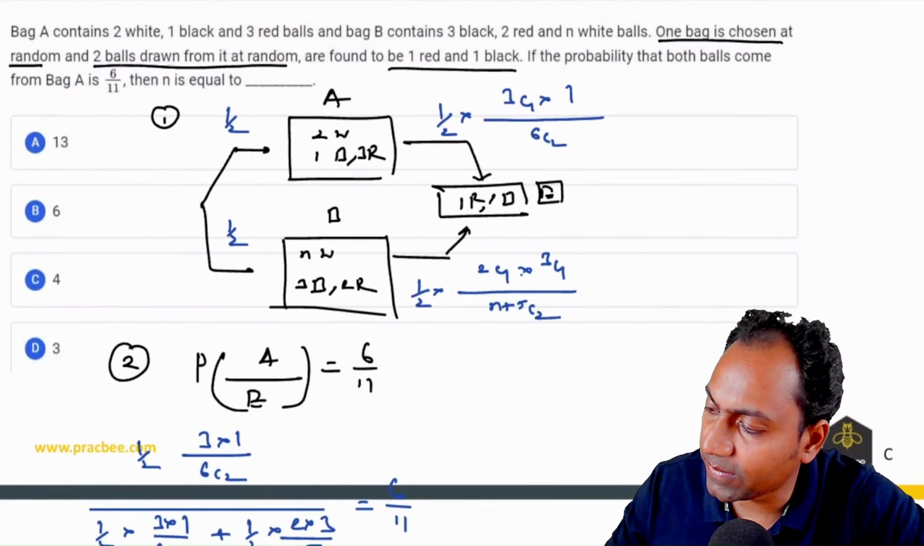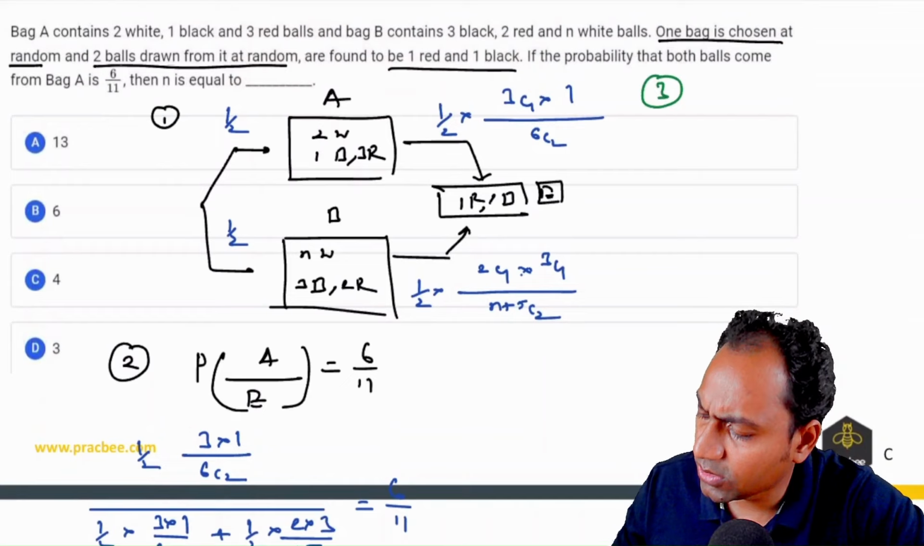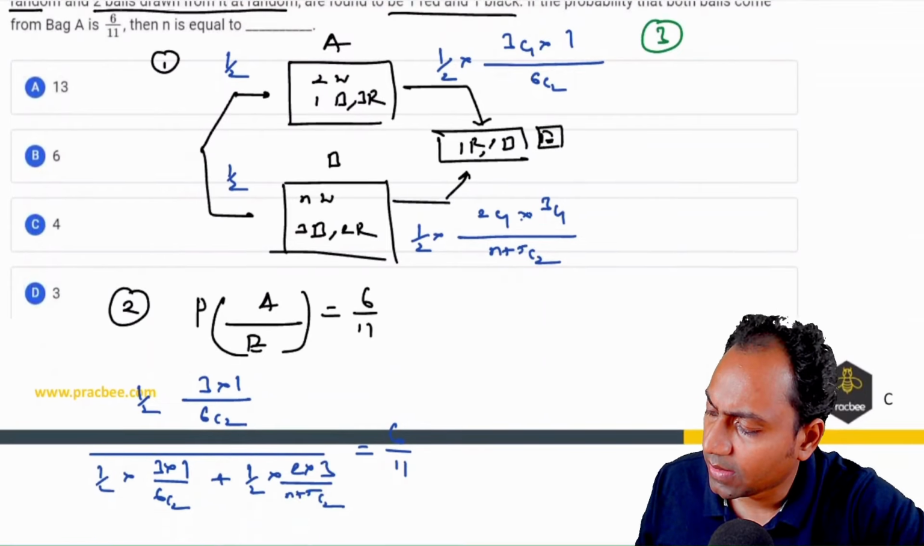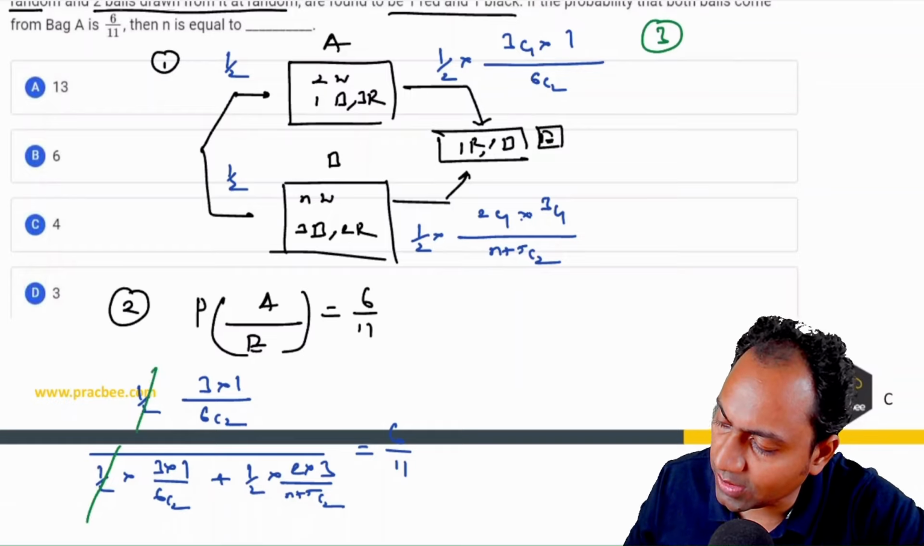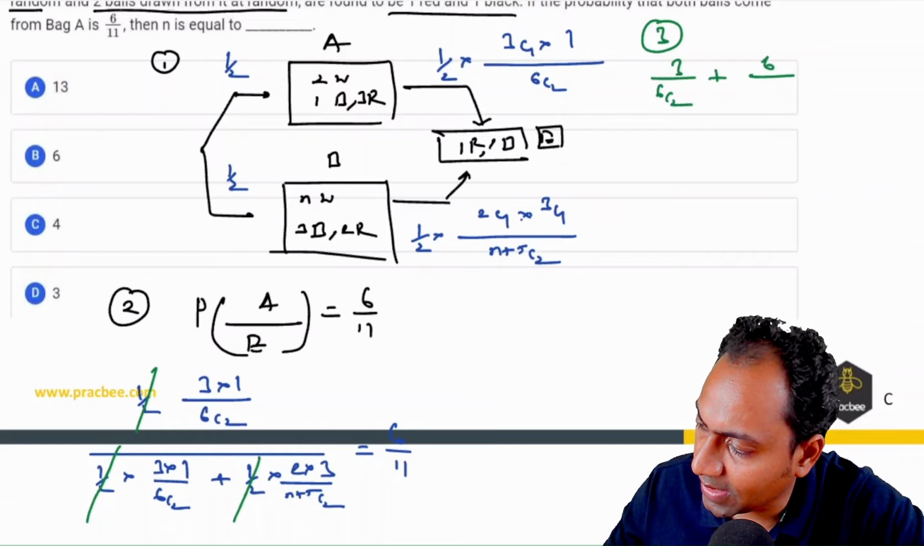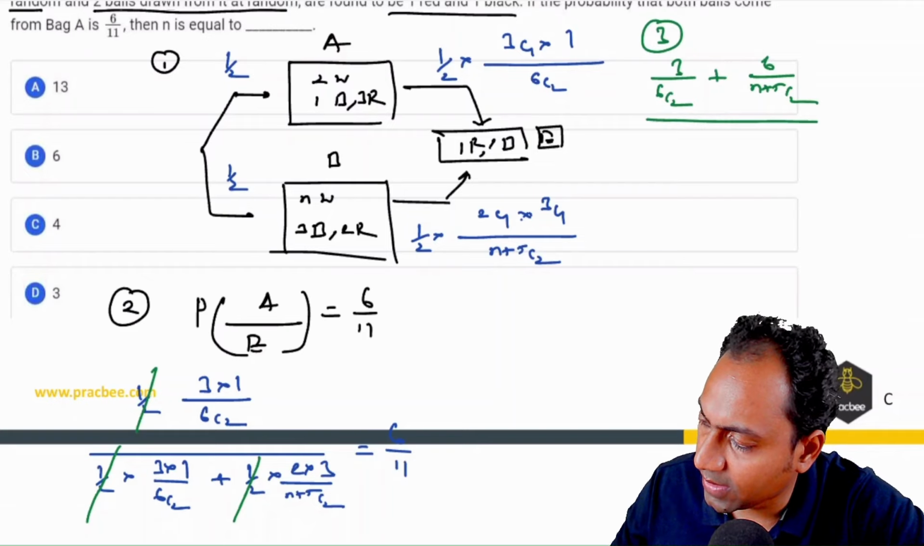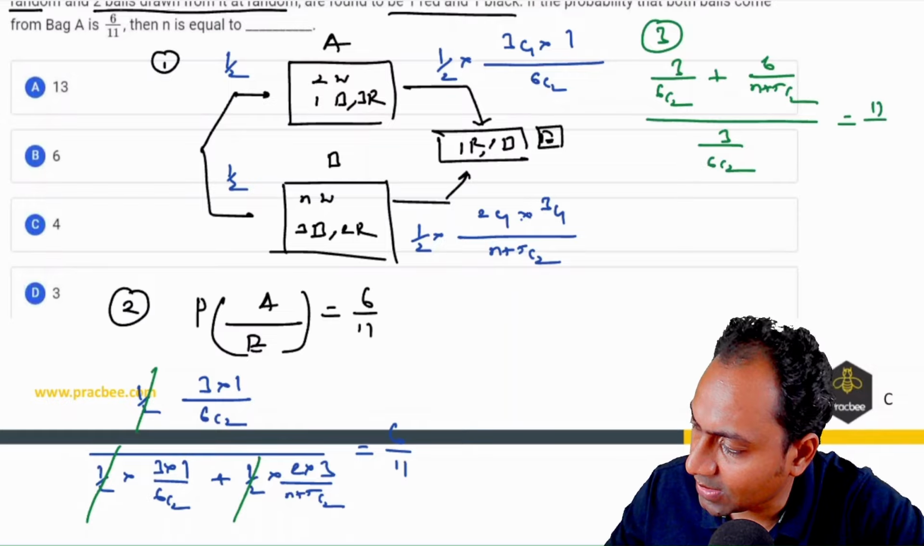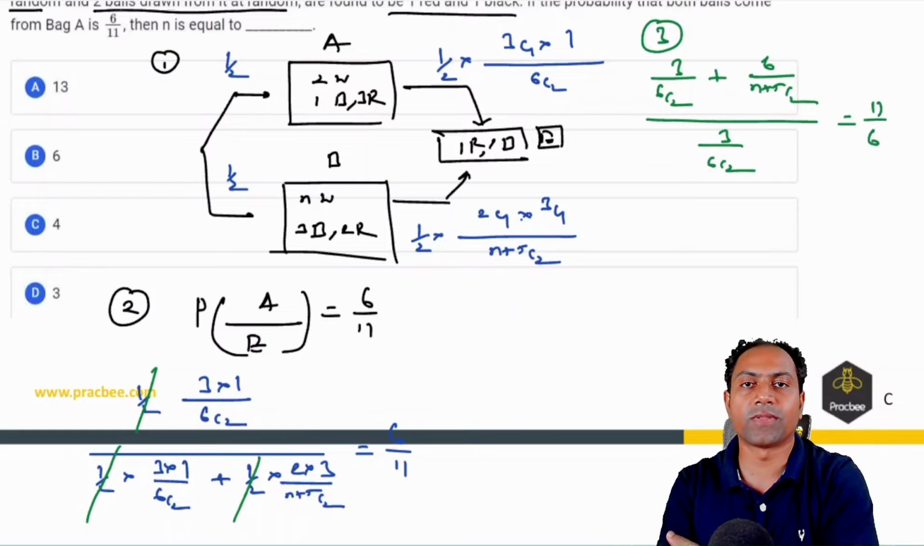So in the third step, it is nothing but calculation only. What I can do is take a reciprocal of this. So in the reciprocal, the 1 by 2 first of all can be cancelled out. And if I take the reciprocal, this is 3 by 6C2 plus 6 by n plus 5 C2, divided by 3 by 6C2, which can be written as nothing but 11 by 6. So I have taken the reciprocal of the above statement.